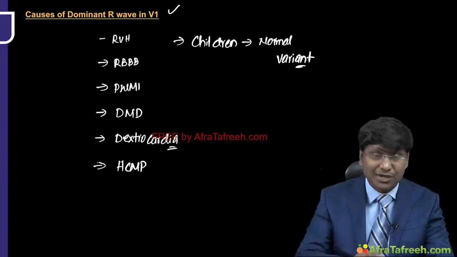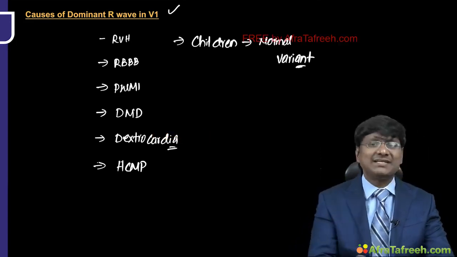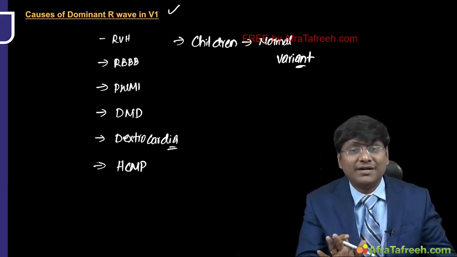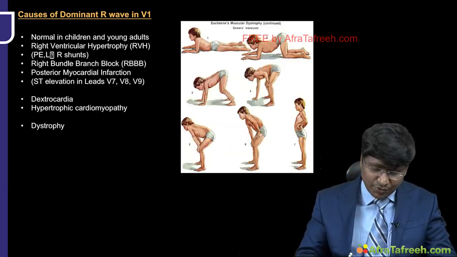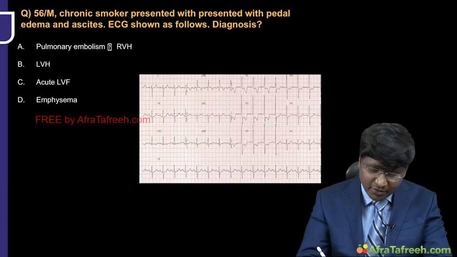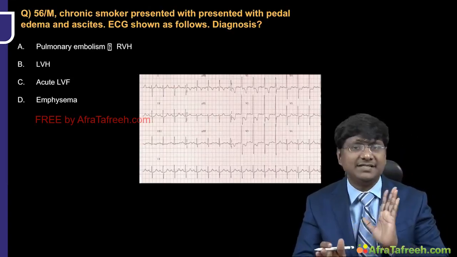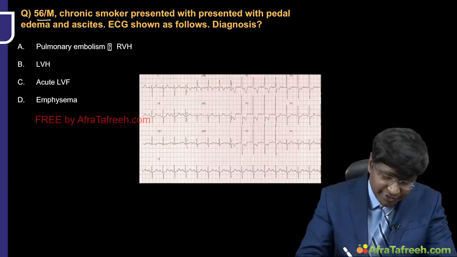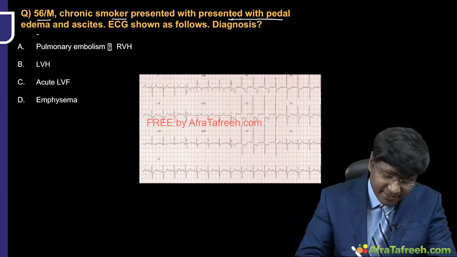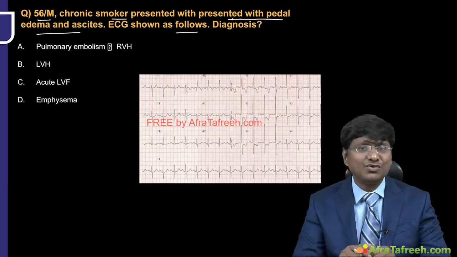Now I'll show you the ECGs of all these conditions with the dominant R wave. I'll show you all those conditions by giving you MCQs, clinical patterns, and ECGs. A 56-year-old male, chronic smoker, presented with pedal edema and ascites. ECG is as follows. What is the diagnosis?